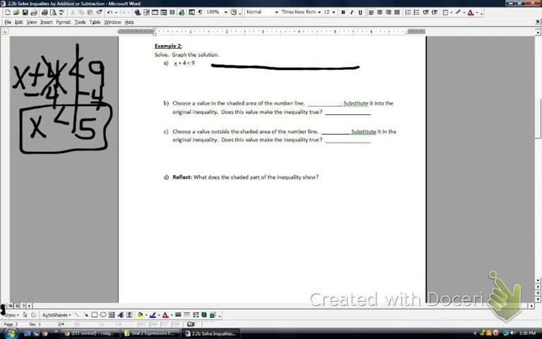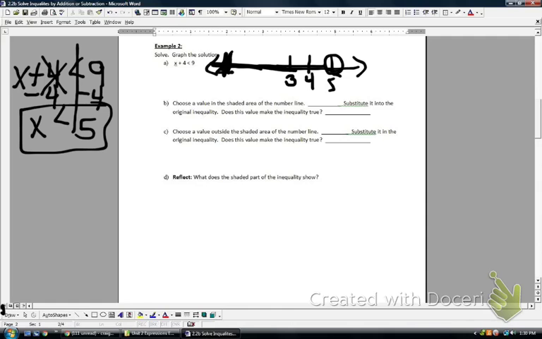Then to graph it, X represents all numbers that are less than 5. So it's less than, it's going to be an open circle, and it's going to be all numbers less than 5, so it's going to go to the left. There's what my graph looks like.